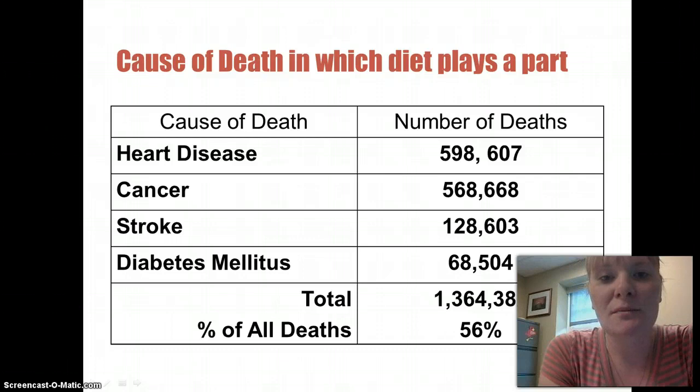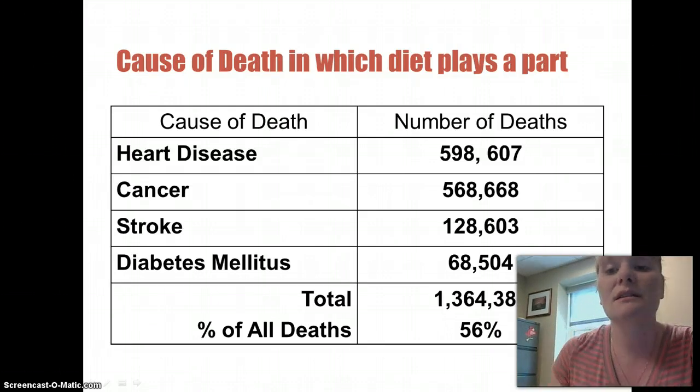But I want to finish up talking about the causes of death in which lifestyle plays an important role. So the last slide that I was on was the causes of death in which diet plays a part. Heart disease, cancer, stroke, and diabetes are the top, in which if you have a poor diet, you have an increased risk for these diseases.